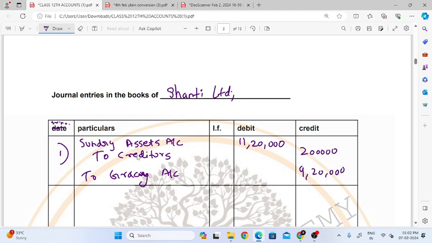And you have to write down being purchased asset and liabilities of Gracie Limited.